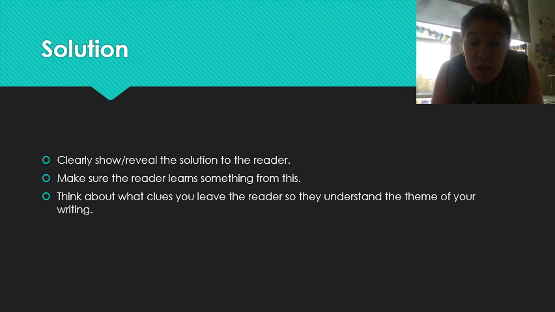After you've really invested time into the problem, the solution is where the moment comes into play, right? In order to really make the solution available to your readers, you need to make sure that you are clearly showing and revealing the solution to your readers. Remember, this is where your readers learn. So think about what clues you need to give your readers so that they understand the theme of your writing. Remember guys, last week we talked about the difference between plot and theme. Plot is right there in black and white, and theme is what readers get beyond the text of the story.